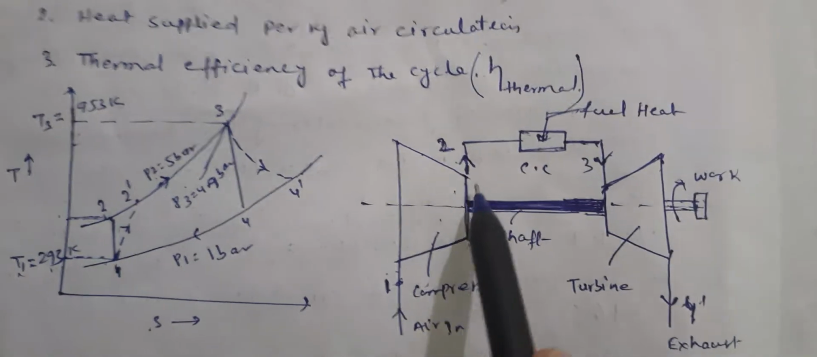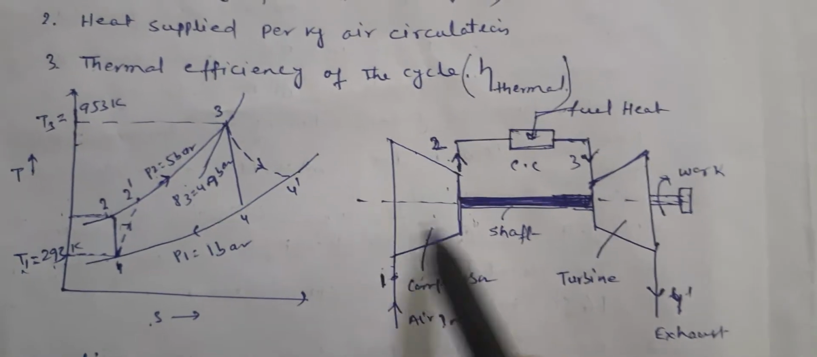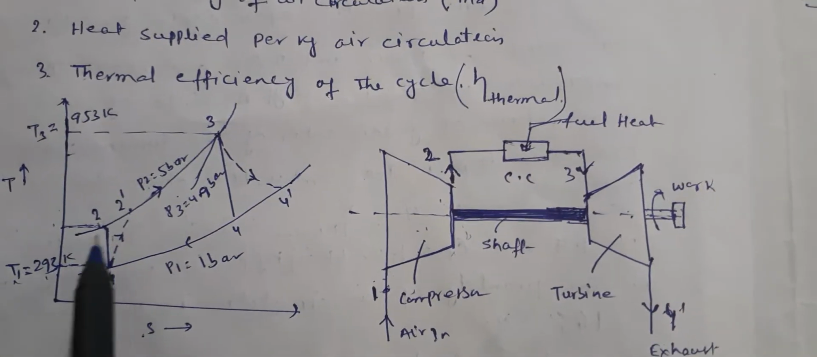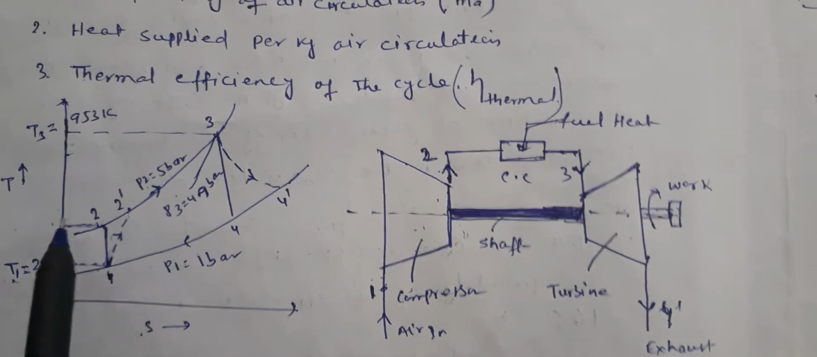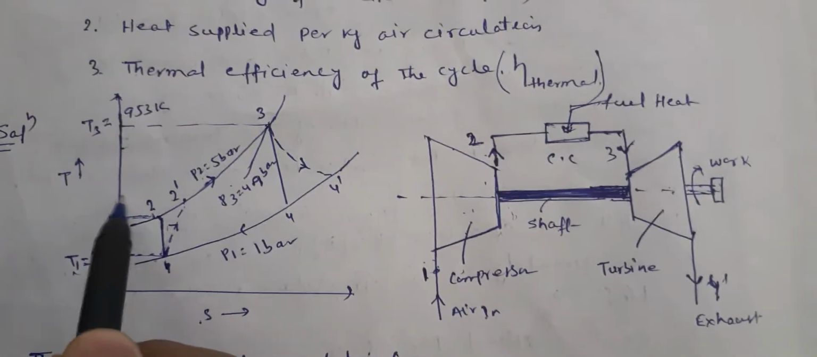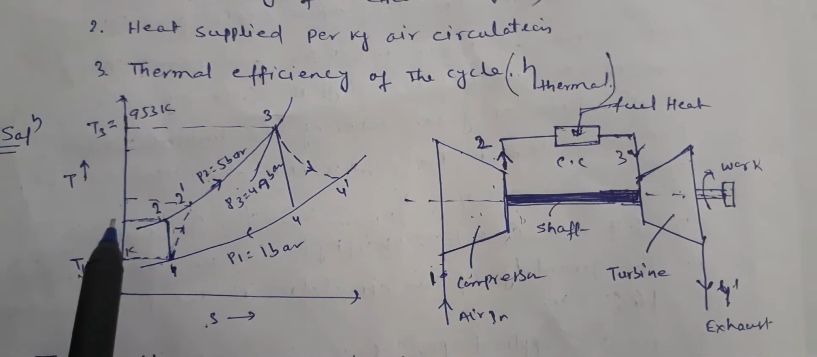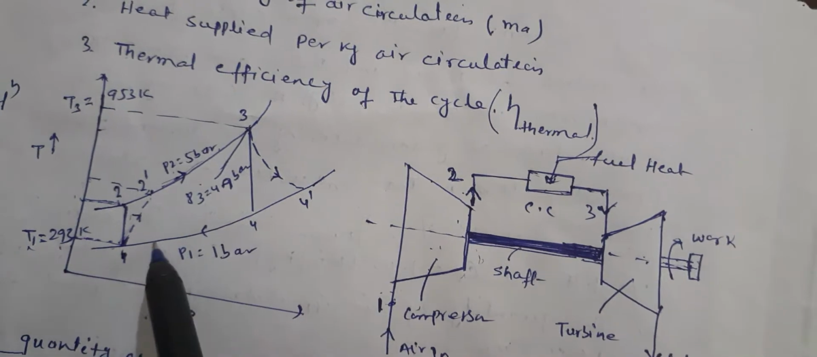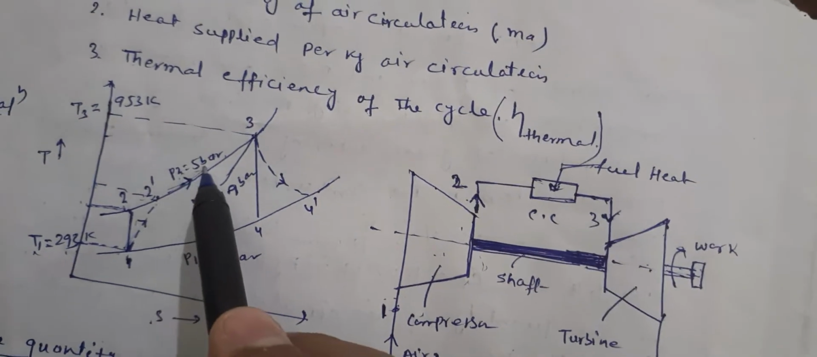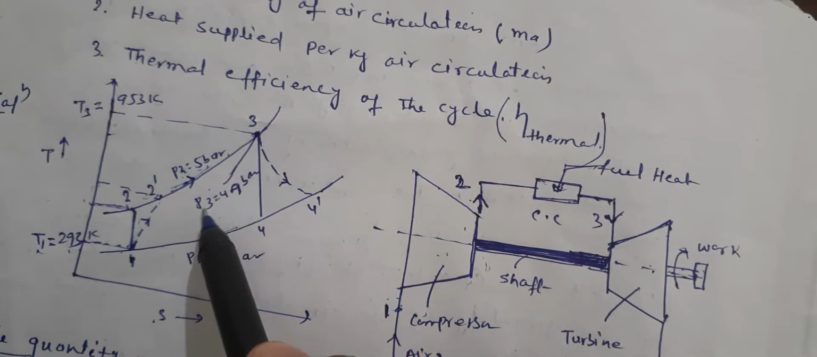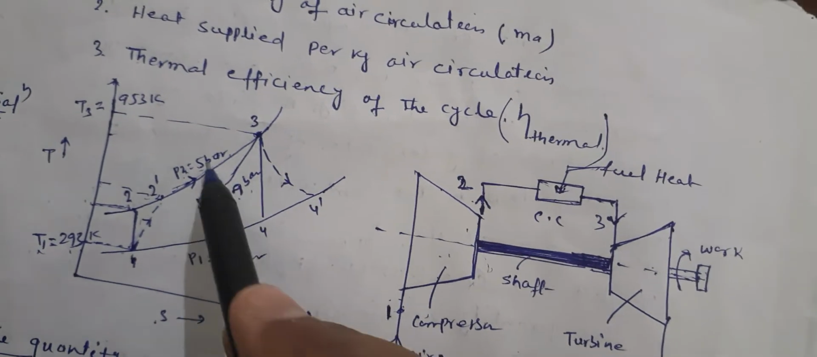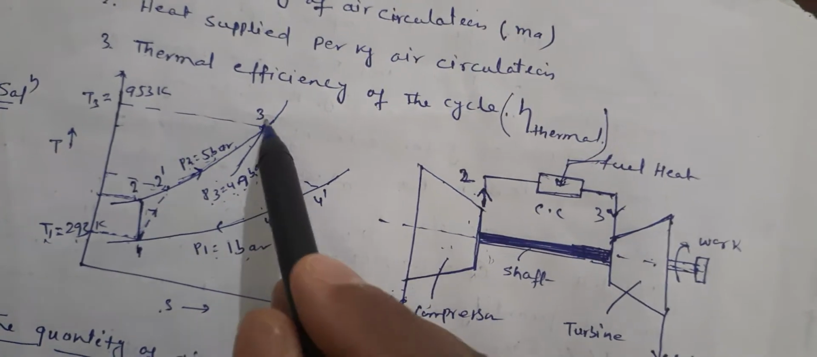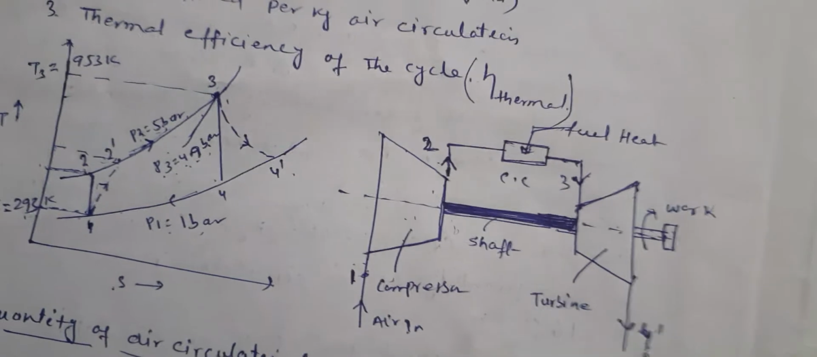After this point there is compression, the air is compressed, and then at this point there is expansion. So here the compression gives T2, where the air is compressed. We also have to find T2 dash, so here we have to find T2 and T2 dash. The pressure P1 is 1 bar, the pressure P2 is 5 bar, and at this point the pressure P3 is 5 minus 0.1, so we get 4.9 bar. And this is the 4 dash.